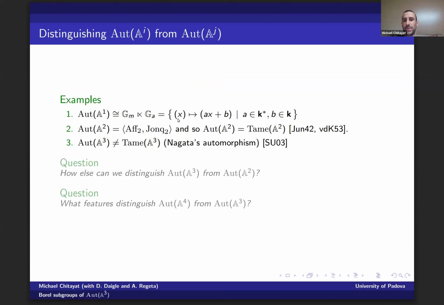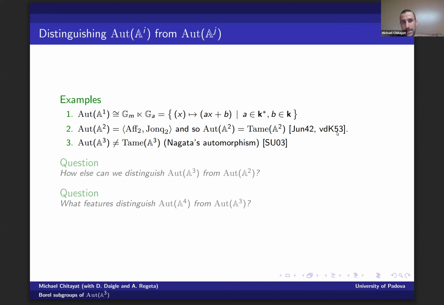Every element of Aut A1 is determined by the image of x, and x has to go to some ax plus b. a is a unit in your field, and b is any element of your field. Aut A2 is actually generated by those two subgroups that I mentioned before, and so Aut A2 is equal to Tame A2.